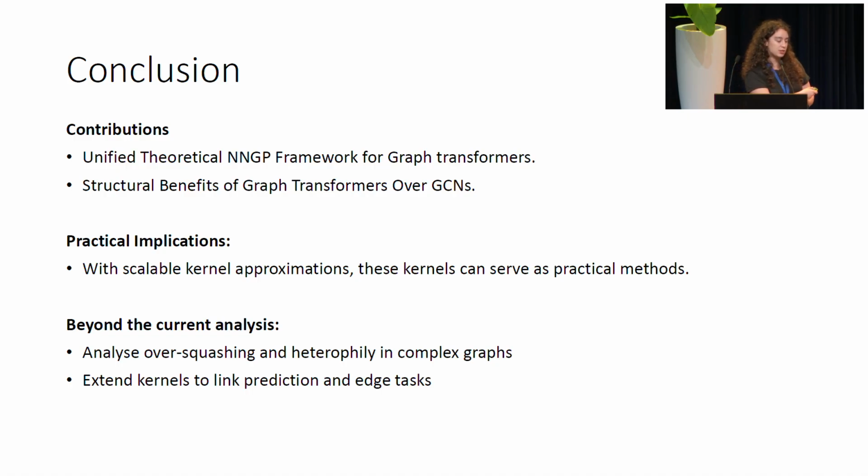GP equivalence of these graph transformers under the same framework, which we use to show some structural benefits of graph transformers over GCNs. Specifically, we focused on oversmoothing as a structural issue, but the analysis should not be limited to that. One can extend the current methods to other phenomena, such as oversquashing or heavy heterophily.